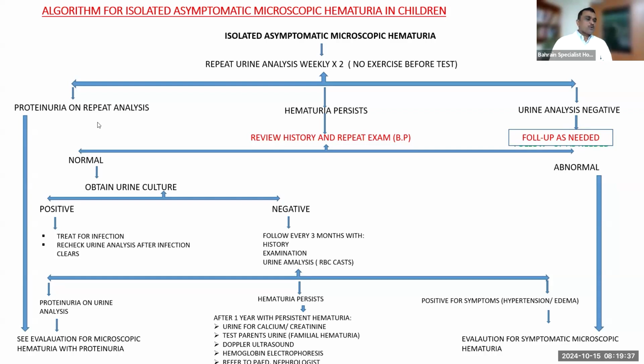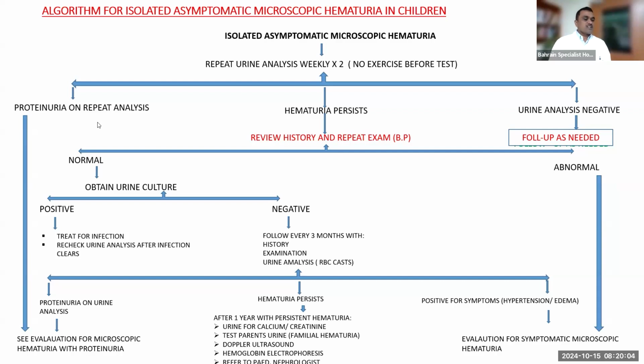If the proteinuria is persisting on repeat analysis, we will go to the next slides. If the hematuria is persistent, review the history and repeat examination like blood pressure. If urine analysis is negative in the next 2 samples, no follow-up is needed. If the hematuria is persisting in the next 2 samples, you have to review the history and repeat the blood examination, blood pressure. If the blood pressure is normal, then you have to obtain the urine culture.